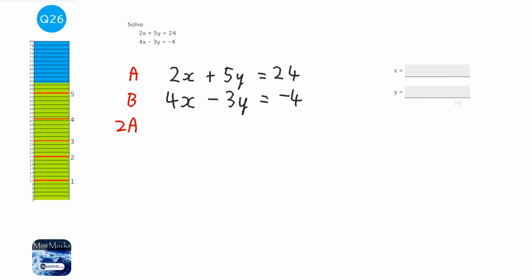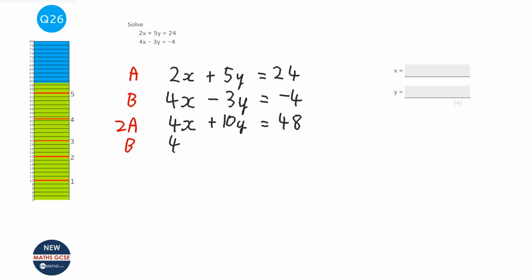So I'm going to double everything in A. Double the 2x to make 4x, to make the x's the same. Double the 5 before the y, so that's 10y now. And double the 24 to make 48. Now next, and it's normally the case, if I write down B again, it just makes things easier. So I'm just going to literally copy down B underneath.